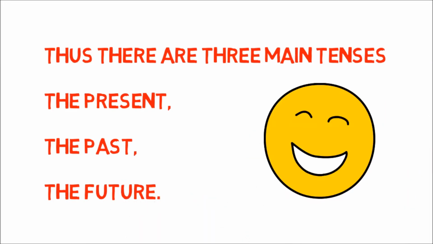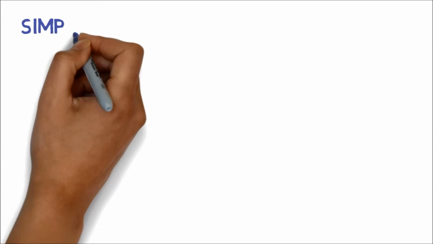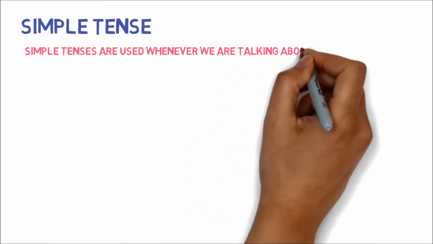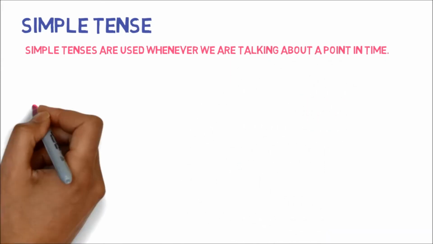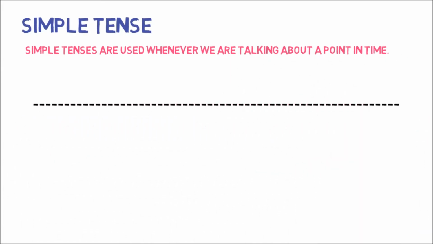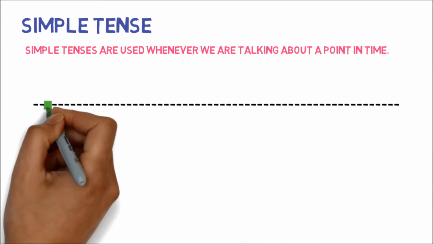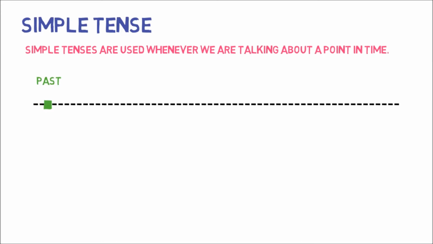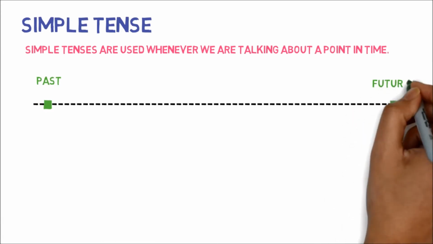Wow, we finished this. Now let's look at the subcategories of this. Simple tense. Simple tenses are used whenever we are talking about a point in time. So if we take a timeline, and if we see the past, future, and the present marked on this timeline, you will exactly know what we are talking about.